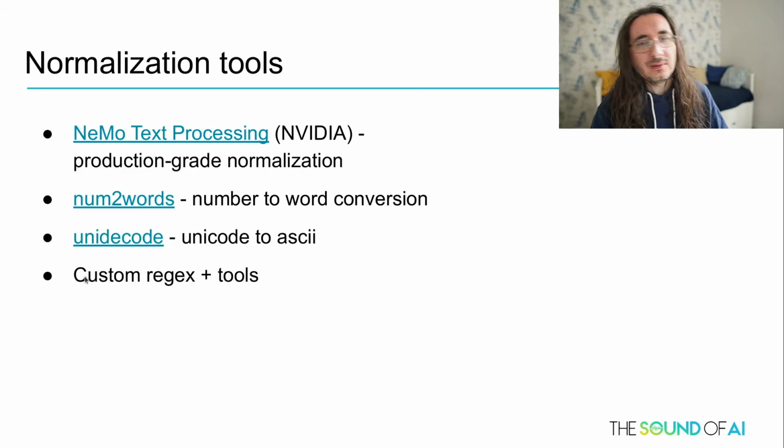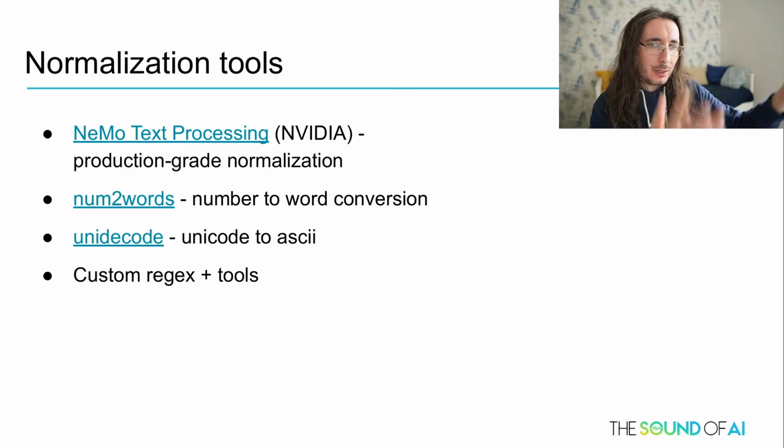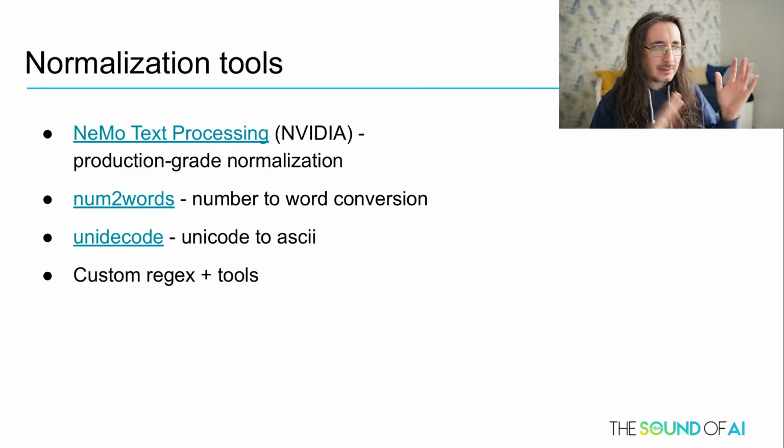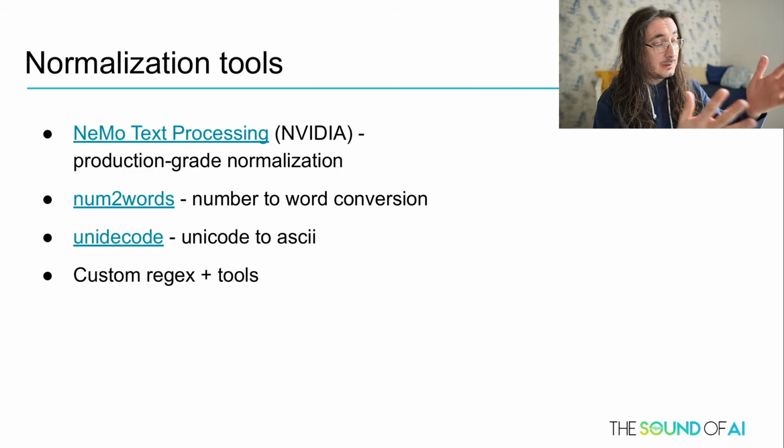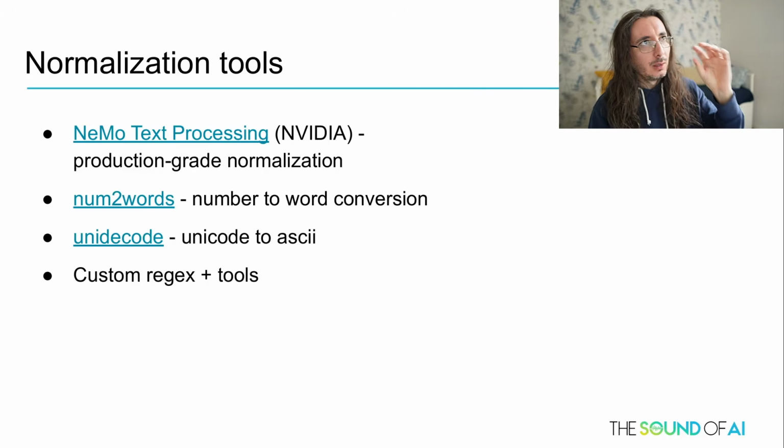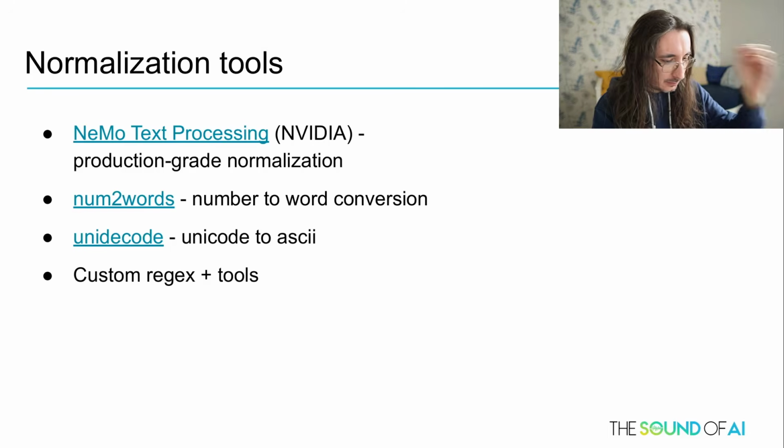But most of the time what ends up happening is that you're going to use a mix of some of these tools or other normalization tools, and regex as well, because you may have some custom rules that you want to use. So in production, at least in my experience, usually you use some of these tools plus some custom regex on top, because none of these tools actually do what you want to do to a great granularity.